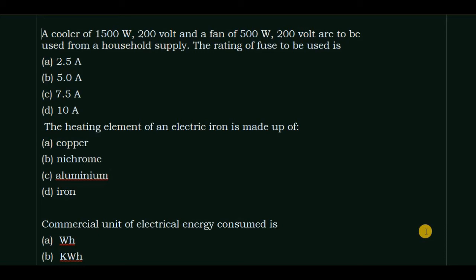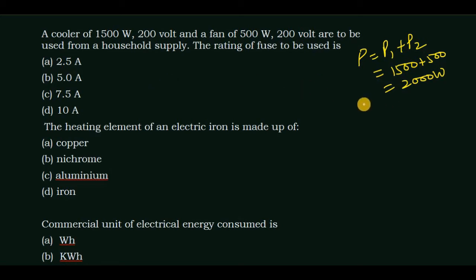अब देखो, आपको क्वेश्चन समझना है। एक कूलर दिया हुआ है 1500 वॉट का और एक फैन दिया हुआ है 500 वॉट का। दोनों एक ही सर्किट में यूज हो रहे हैं। हमें पता लगाना है कि इस सर्किट में दोनों अप्लायंसेस के लिए जो फ्यूज वायर लगाना है उसकी कैपेसिटी कितनी होनी चाहिए। तो हमें दोनों अप्लायंसेस की पावर को एक साथ कंसिडर करना पड़ेगा। टोटल पावर P इक्वल्स टू P1 प्लस P2, 1500 प्लस 500, it will be 2000 watt.